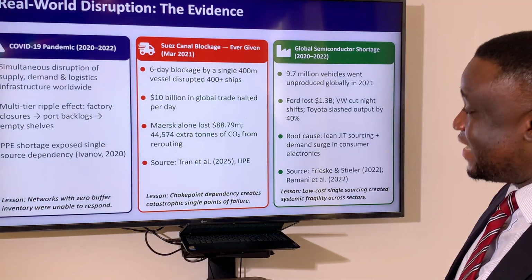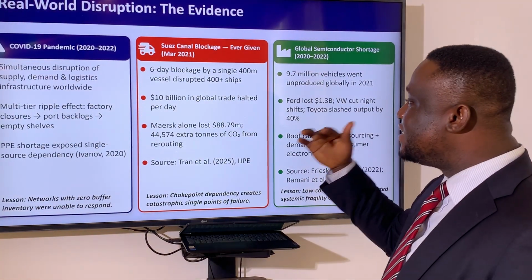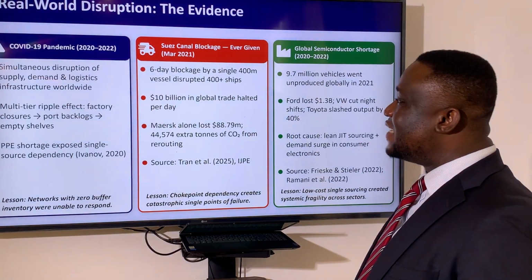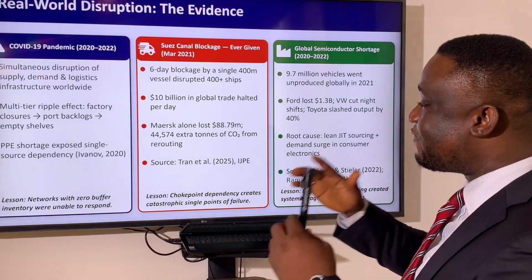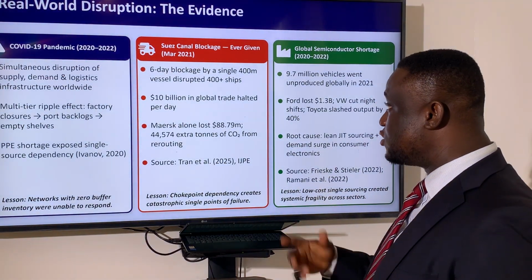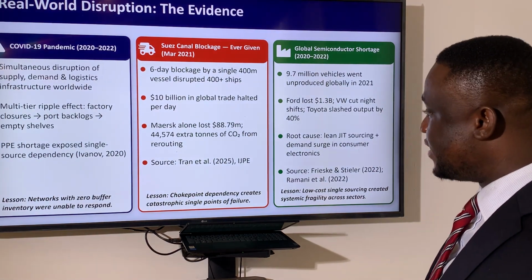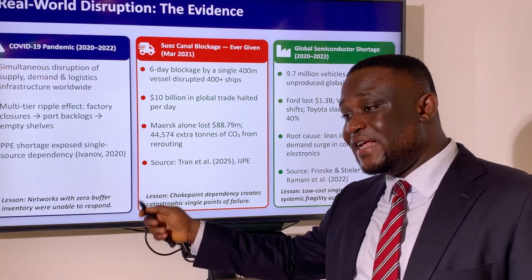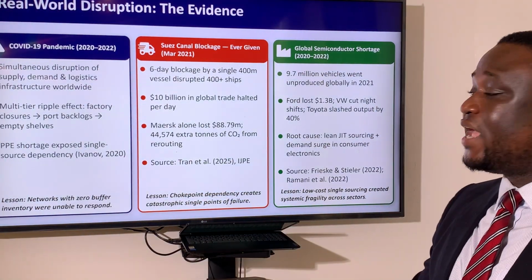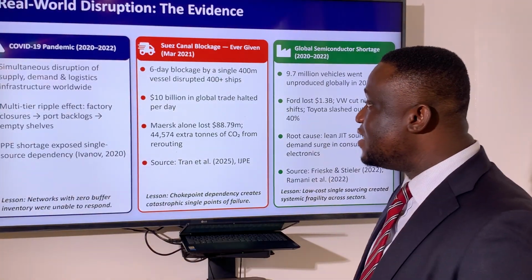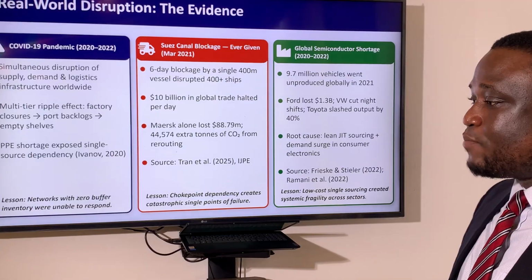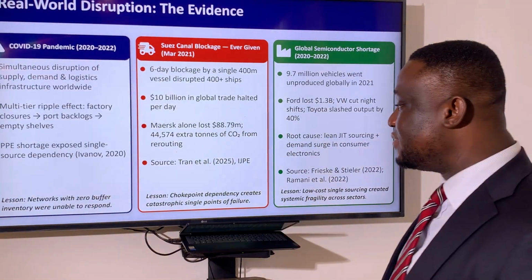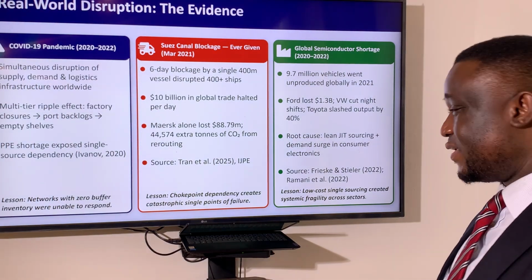One is the COVID-19 pandemic, right? This one had a multi-tier ripple effect: factory closures, port blocks, empty shelves, PPE shortage exposed. That was the major impact of COVID-19, and it greatly affected supply chain businesses around the world. And the lesson is that networks with zero buffer inventory were unable to respond. Companies that relied on lean and just-in-time production systems with zero buffer were unable to bounce back, because everything came to a halt. That is why this presentation seeks to provide more resilient ways of delivering goods to our customers, having better resilient systems so that in the midst of such instances, companies will be able to withstand the shocks.